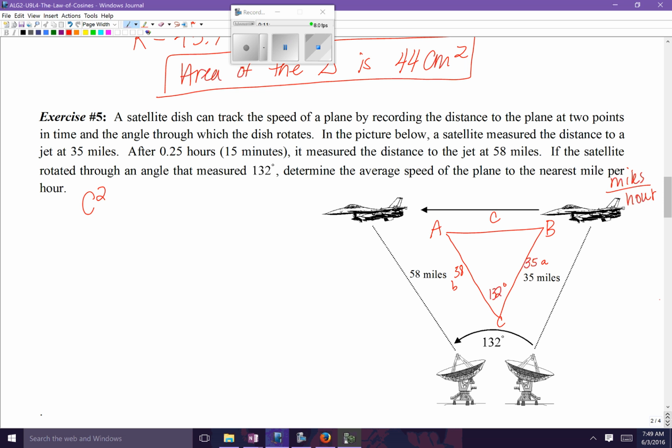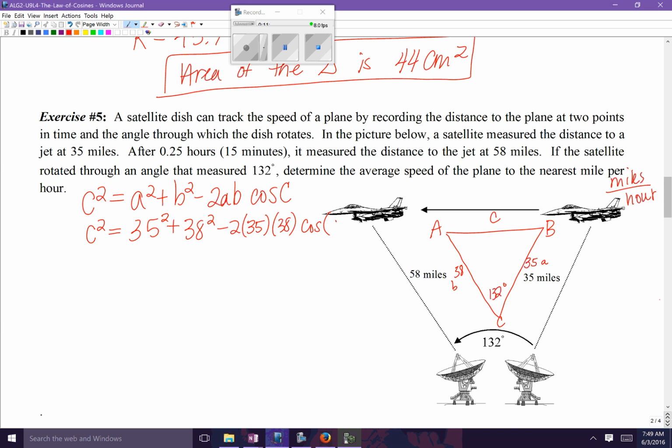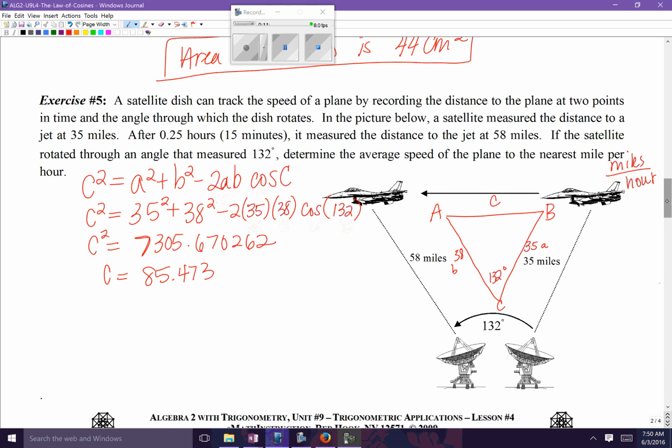So let's write our equation. C squared equals A squared plus B squared minus 2AB cosine of C. I don't know what C is. I know that A is 35 squared plus 58 squared minus 2 times 35 times 58, cosine of the angle, which we know is 132. This one's actually nice because I can throw all that right in my calculator. There's no variables on that side, and I get this very large number. I take the square root of both sides to get rid of that square. I get 85.473.